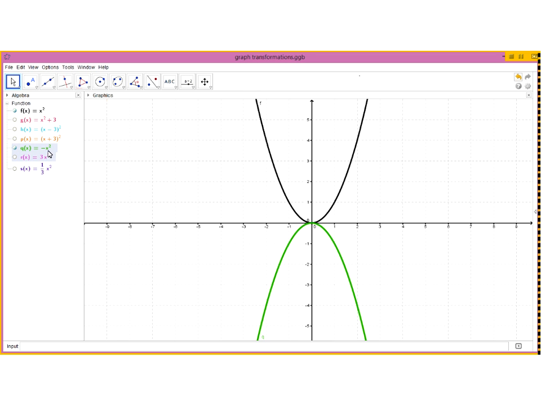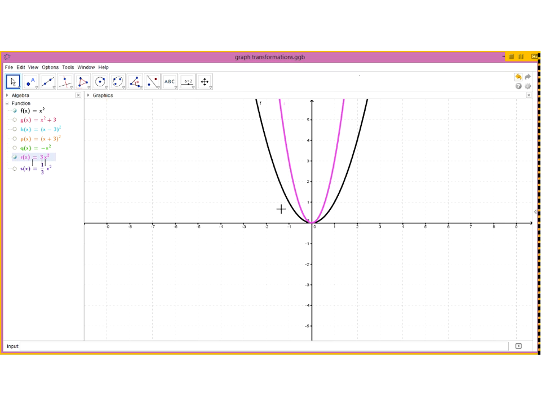Let's look at what happens when we take x squared and multiply it by a negative. It flips it over the x-axis. Okay, every point is flipped. So this point comes down here. This point comes down here, here to here, here to here. So when you put a minus out front, it flips it over the x-axis.